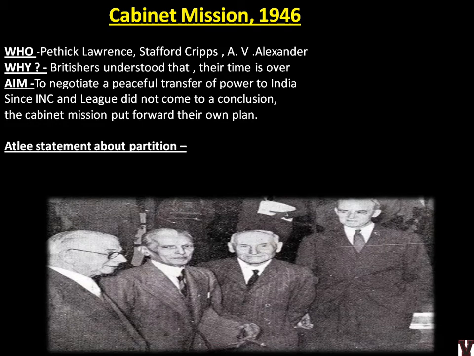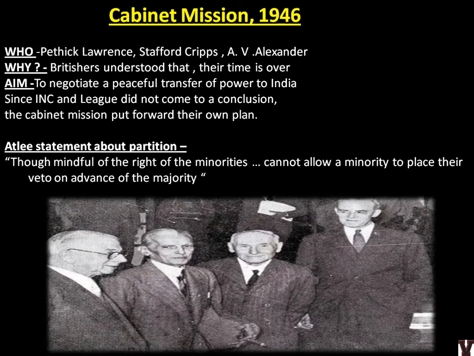Attlee gave a statement about partition actually: "Though mindful of the right of the minorities, we cannot allow a minority to place their veto on the advance of the majority." So he was actually in support of a unified India. He told that minority rights can be respected, but for that you cannot just go for a partition, or allow a minority to exercise a veto over the development or the unification of a majority group. That is the statement given by Attlee.